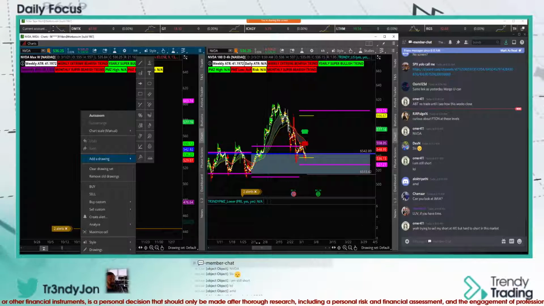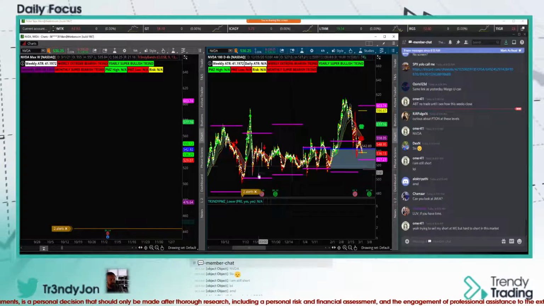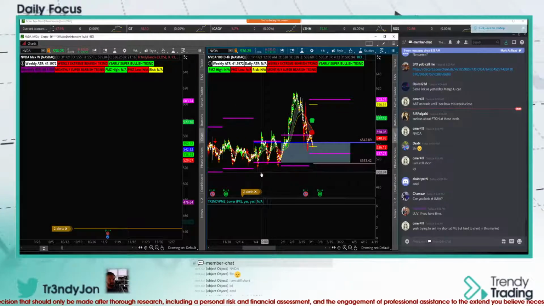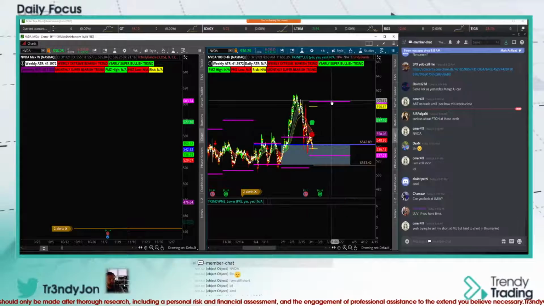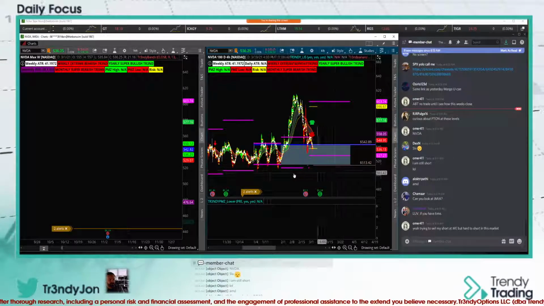Now to the downside, of course, look how much support we have in here. I'm not saying this cannot be broken. Again, this reminds me of Netflix, where we could be looking at buying debit spreads to the upside and debit spreads to the downside.